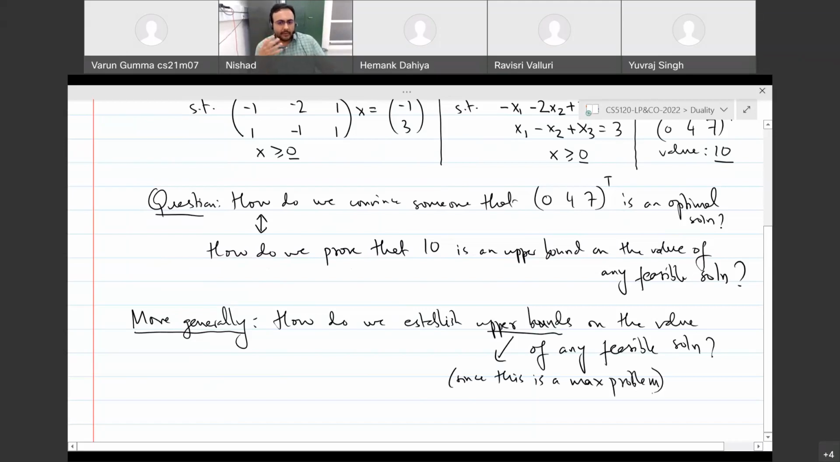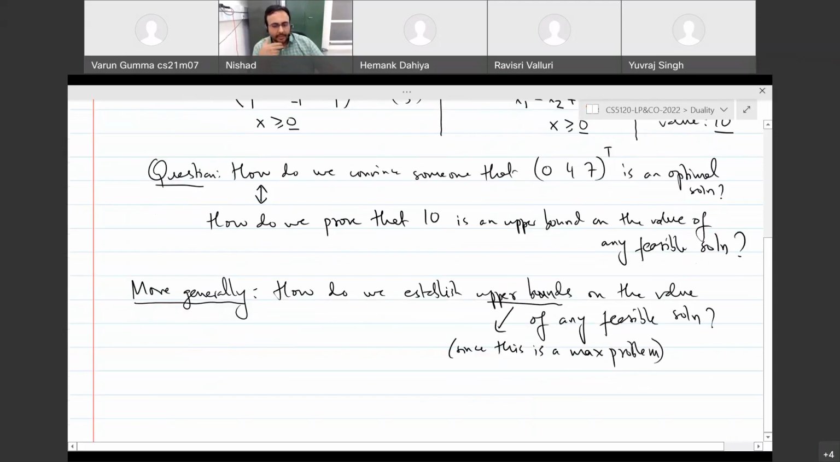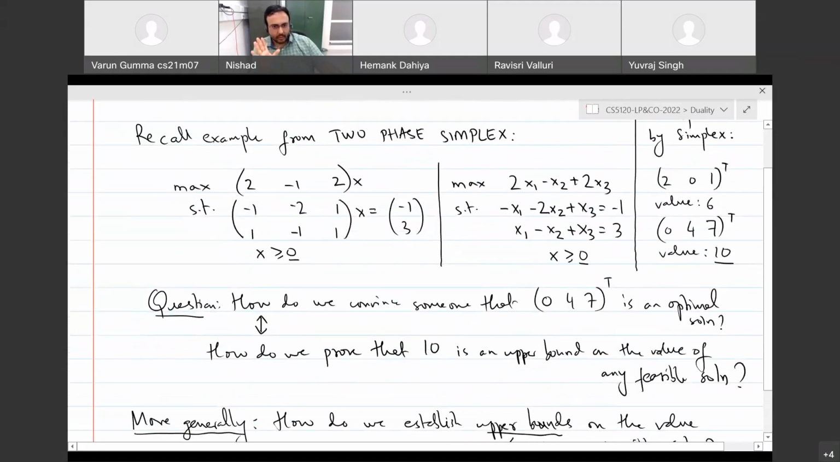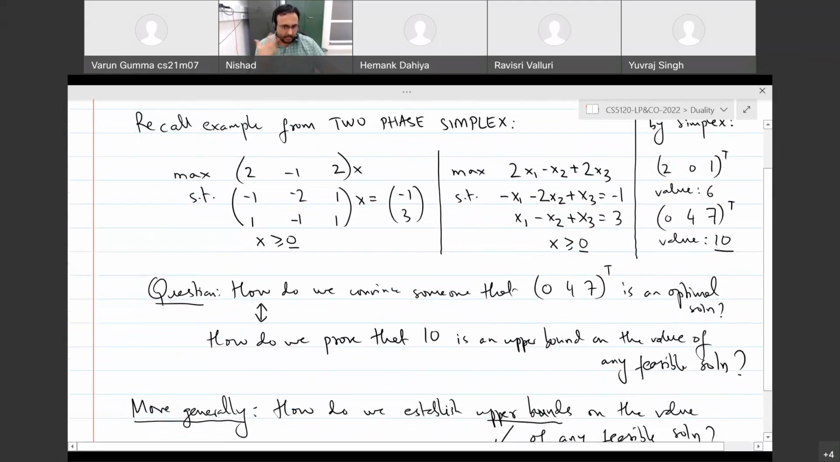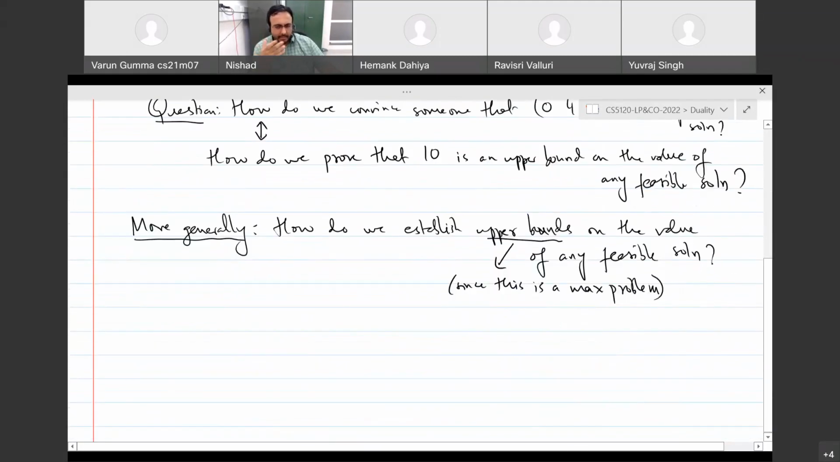Whatever we are going to do is actually applicable to any kind of LP, right? But today we are focusing on this particular LP, which is in standard equality form. But the techniques that we are going to come up with, the arguments, can be modified appropriately to apply to any linear program, no matter what form it is in. We'll get to that later. So today let's just focus on this LP and see how we can find upper bounds.